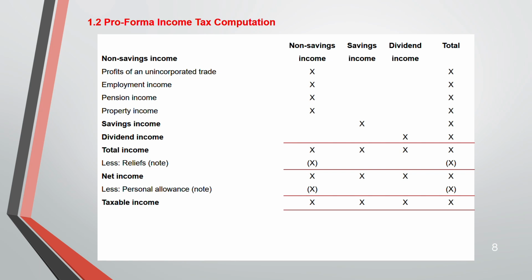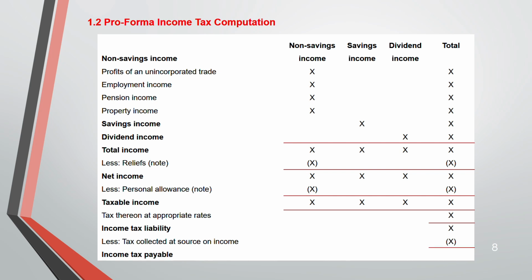Okay, taxable income from all three types of income. Then you apply the rate based on the level of your income. There's a table for it. And you get your income tax liability. From your liability, you deduct whatever tax was deducted at source. This is mostly for employees, where tax is deducted from their salary and then they are paid the salary. Then the end result is income tax payable.